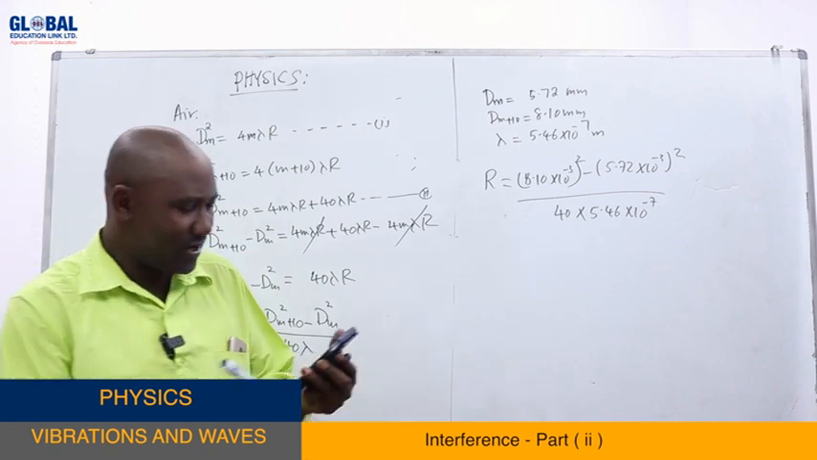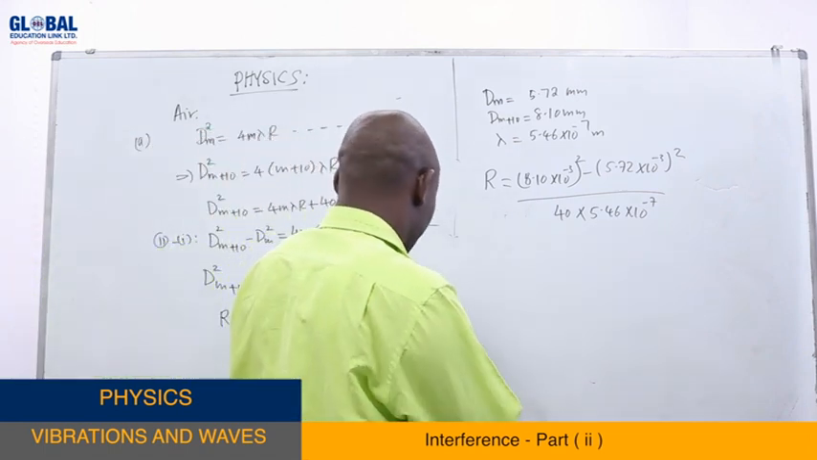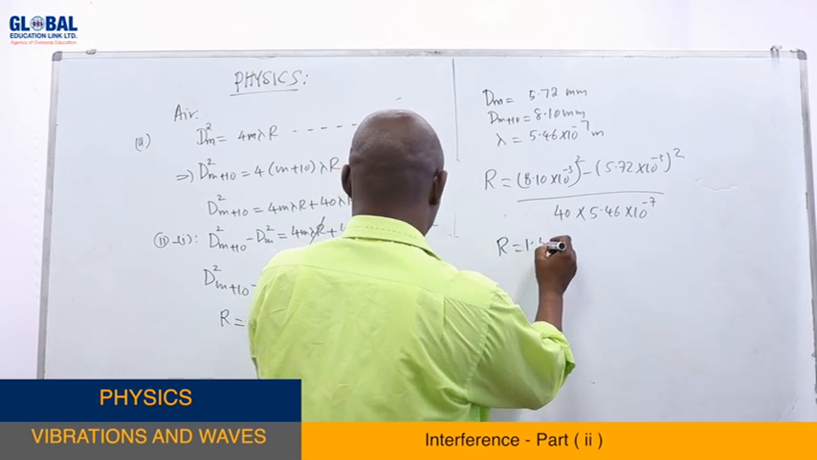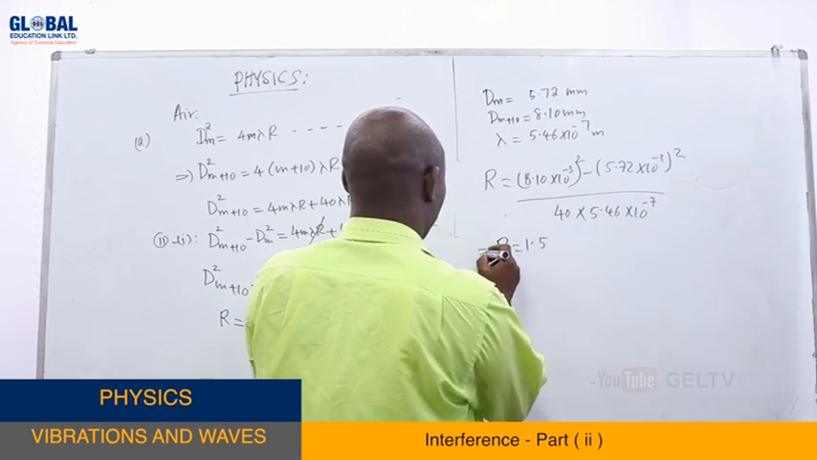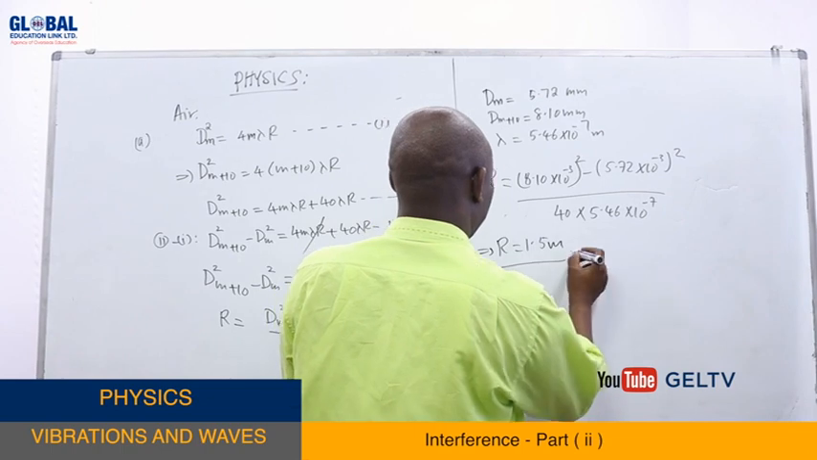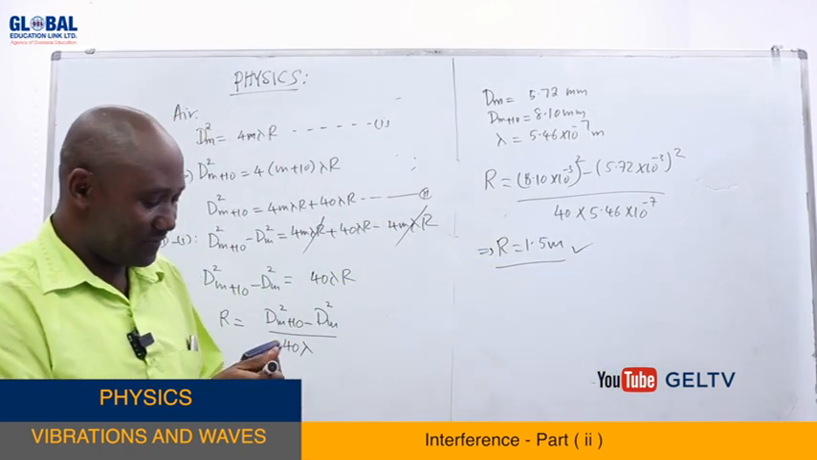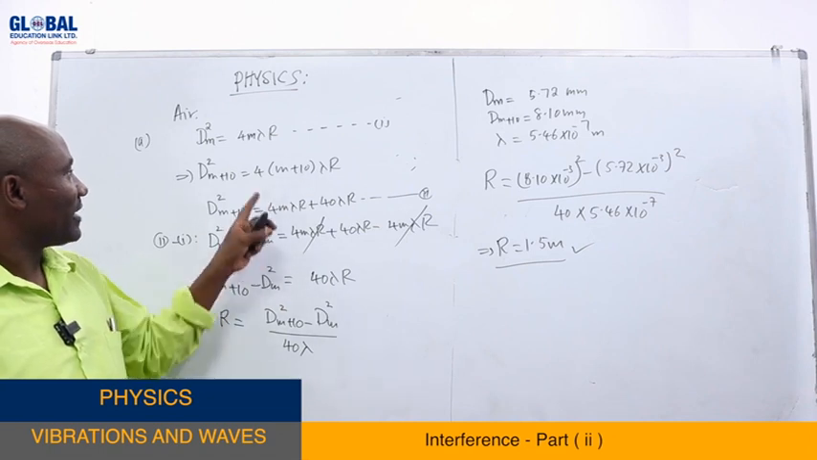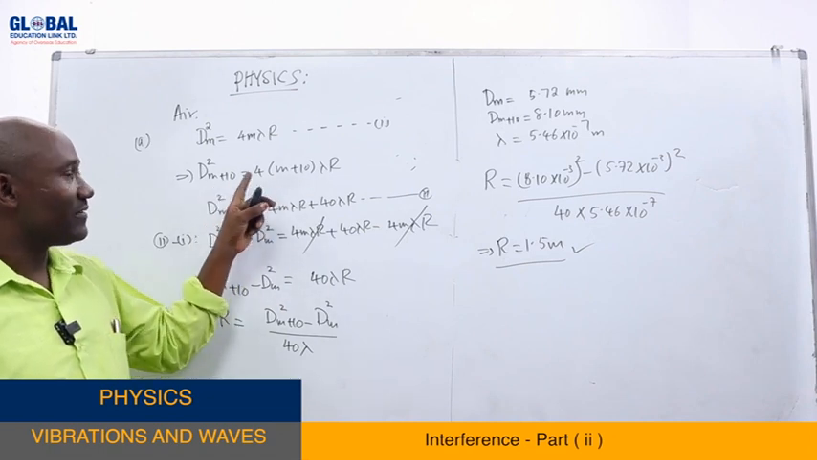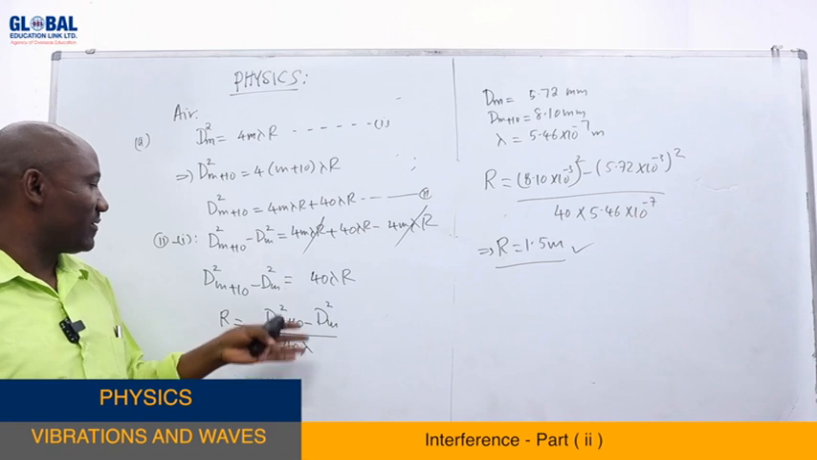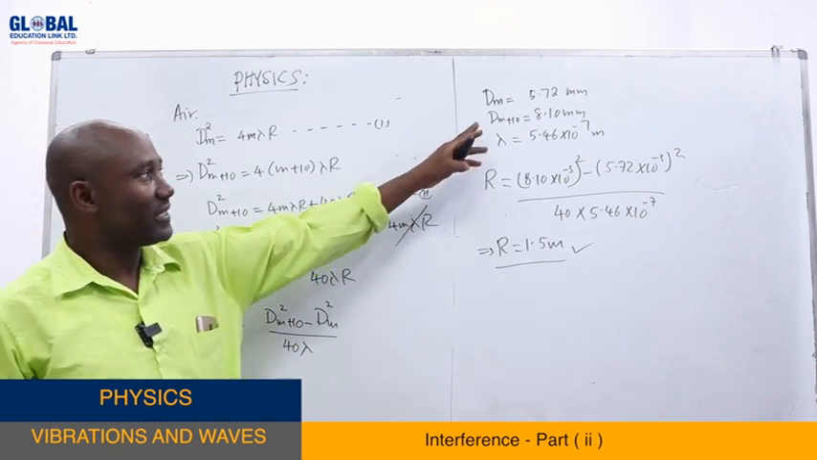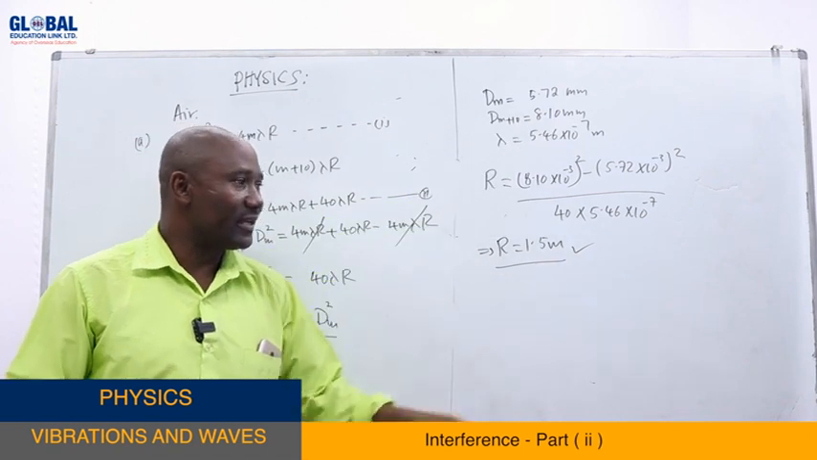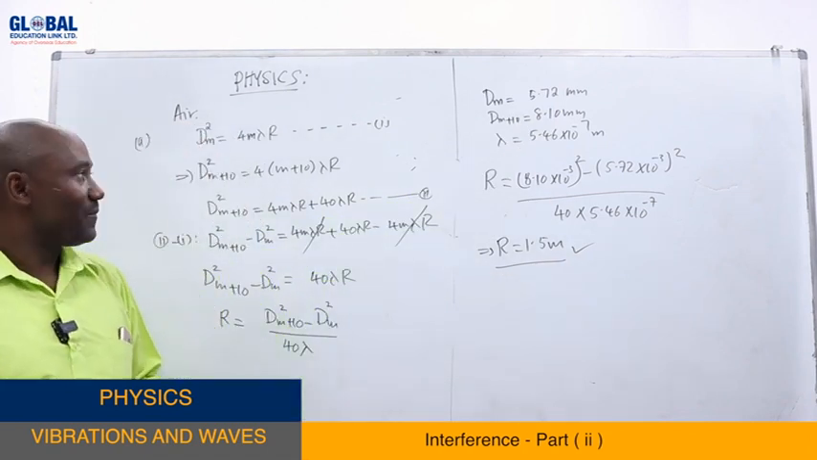You get something like 1.506. So R is 1.506, and that is the radius of curvature of the lens. Very easy, and you can see now how to go about it. Everything is given. The order of the dark fringes is not given, but you're not interested in finding them. Use the values which are given, the diameter of a particular order, and you can get the radius of curvature of that lens.